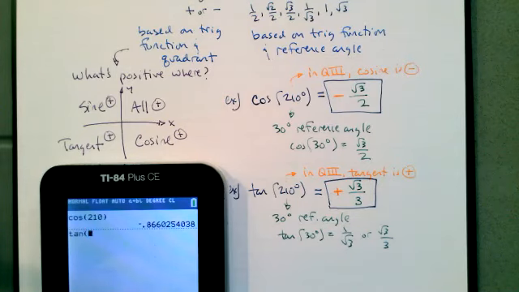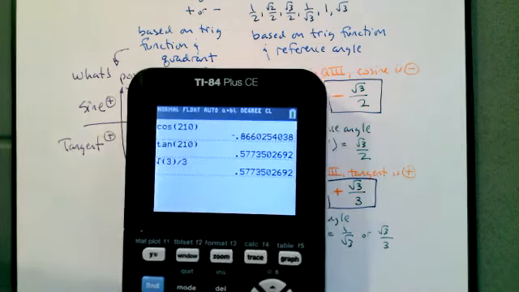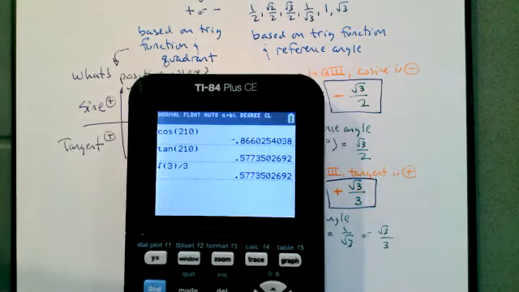And we can check with tangent of 210. It's positive 0.5773, which we know is 1/√3, or √3/3. So that's how we can check. Knowing the decimal equivalents will help us quickly check if we got the right values on our calculating machines.